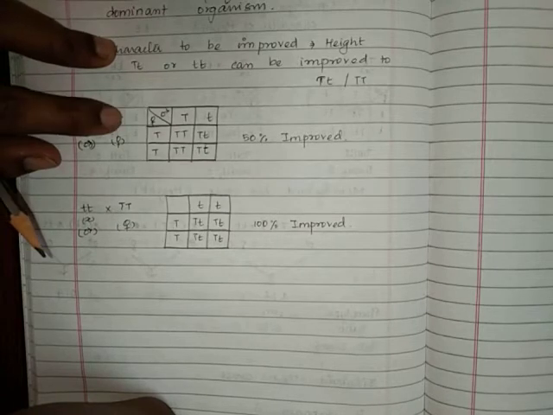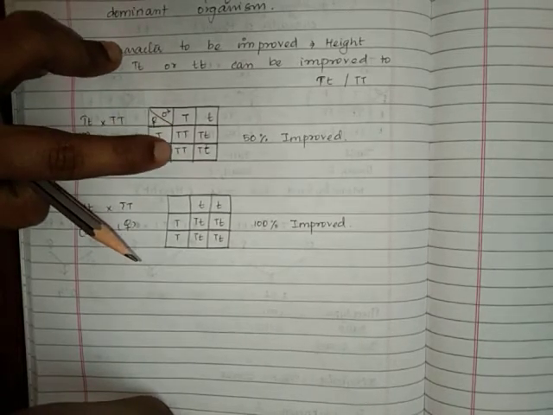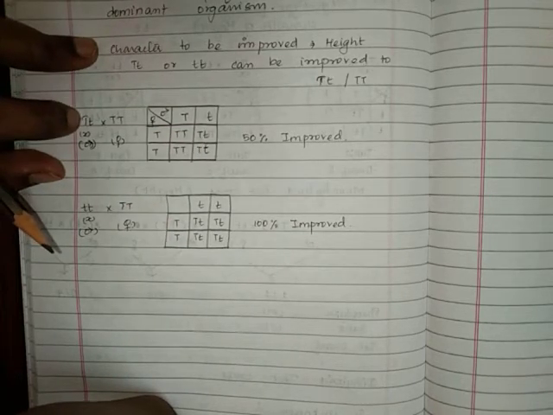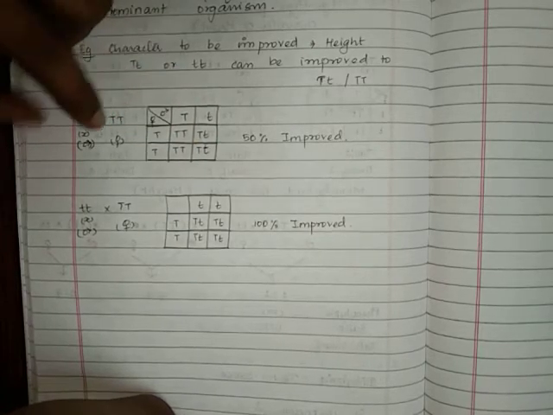Now if we cross like this, there would be two plants that are with homozygous dominant character, two with the parental character, that is with heterozygous character. So now there is 50% improvement. This 50% improvement, later on in the next generation, when it is continuously crossed with homozygous dominant, the number of heterozygous characters reduces and the number of homozygous dominant characters increases.